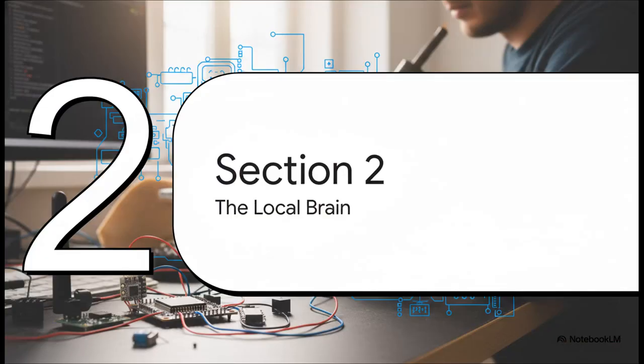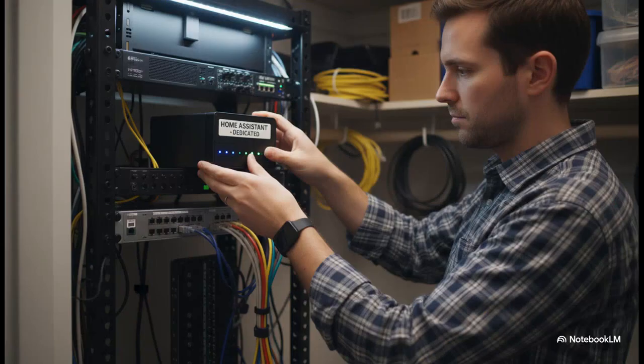Moving right along to section 2, the local brain. Let's pour the foundation of our local architecture. Every robust nervous system needs a solid brain. To achieve maximum reliability, you absolutely need a dedicated, standalone machine running Home Assistant. Now, a lot of enthusiasts start out by running Home Assistant kind of piecemeal in a virtual machine on a server that's busy doing a dozen other things.